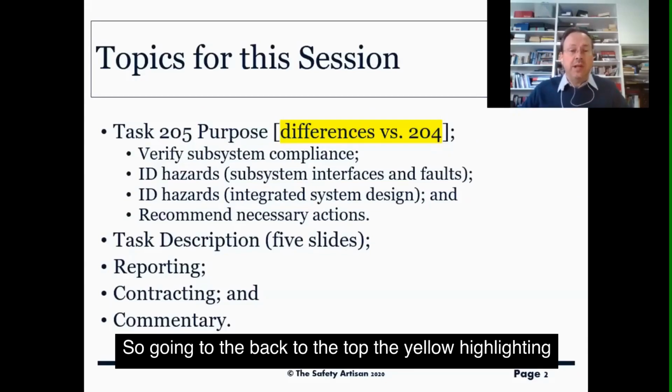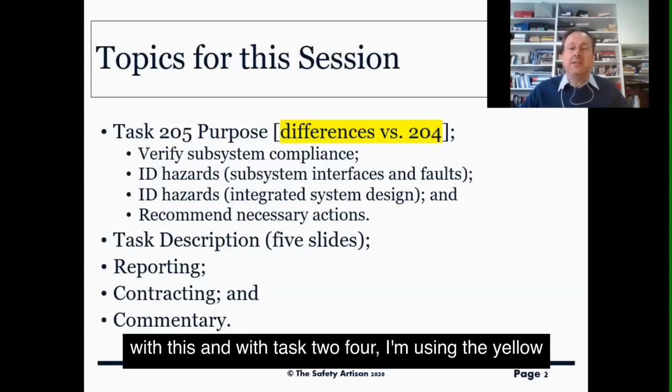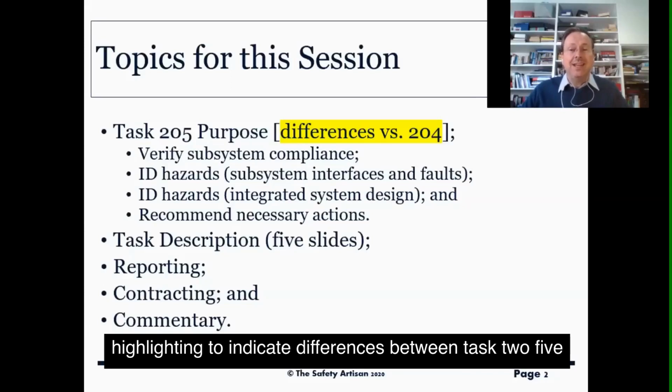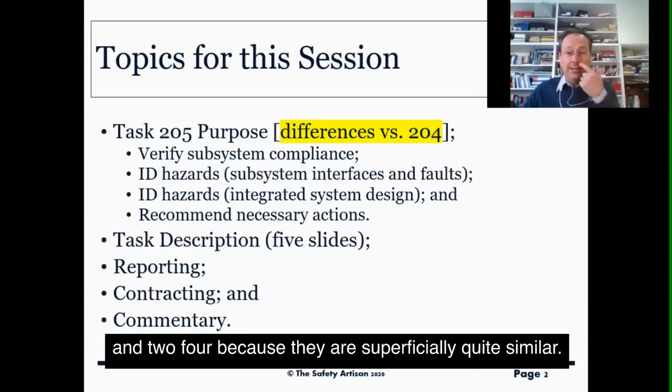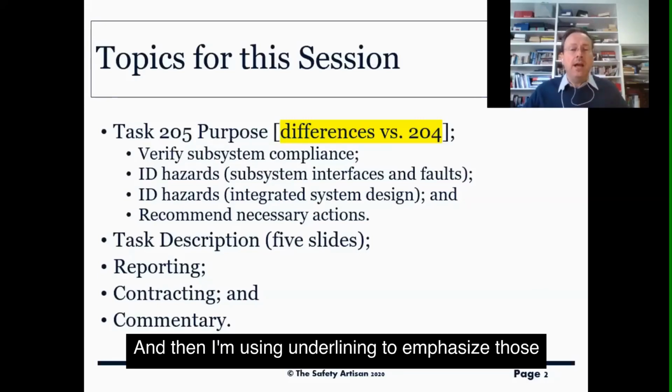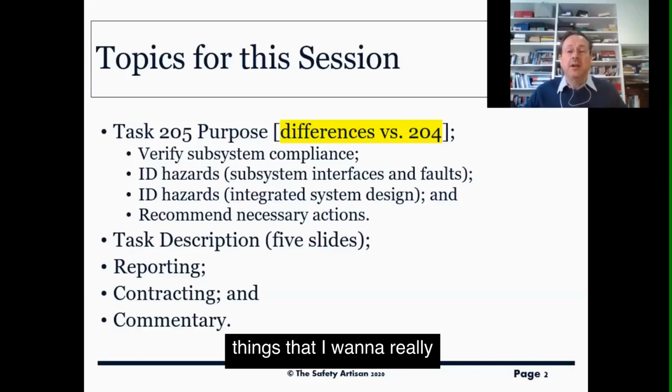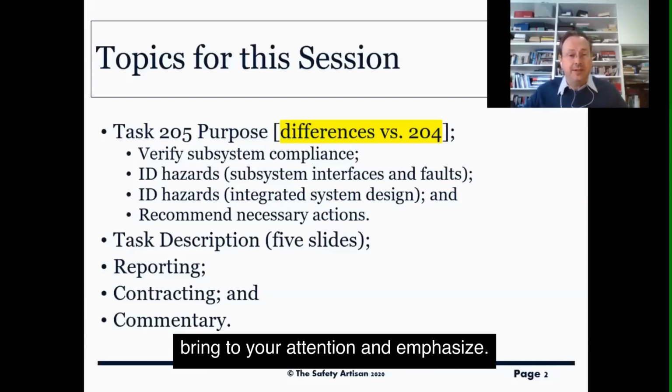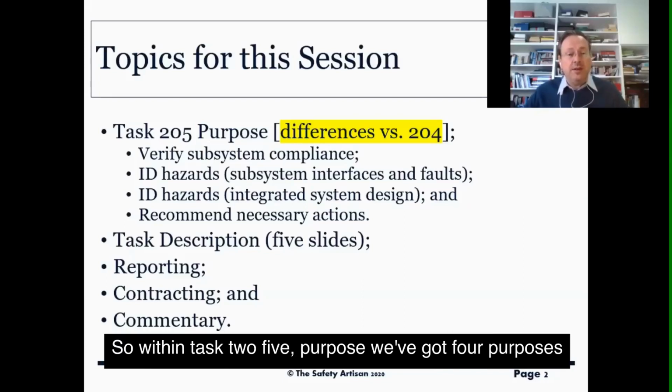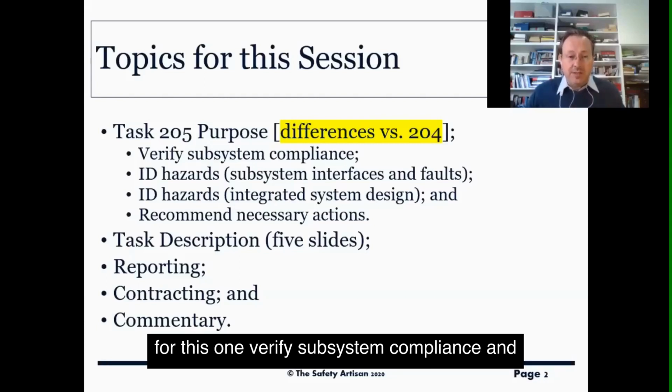So going back to the top, with this and with task 204, I'm using the yellow highlighting to indicate differences between task 205 and 204 because they are superficially quite similar. And then I'm using underlining to emphasize those things that I want to really bring to your attention. So within task 205 purpose, we've got four purposes for this one.